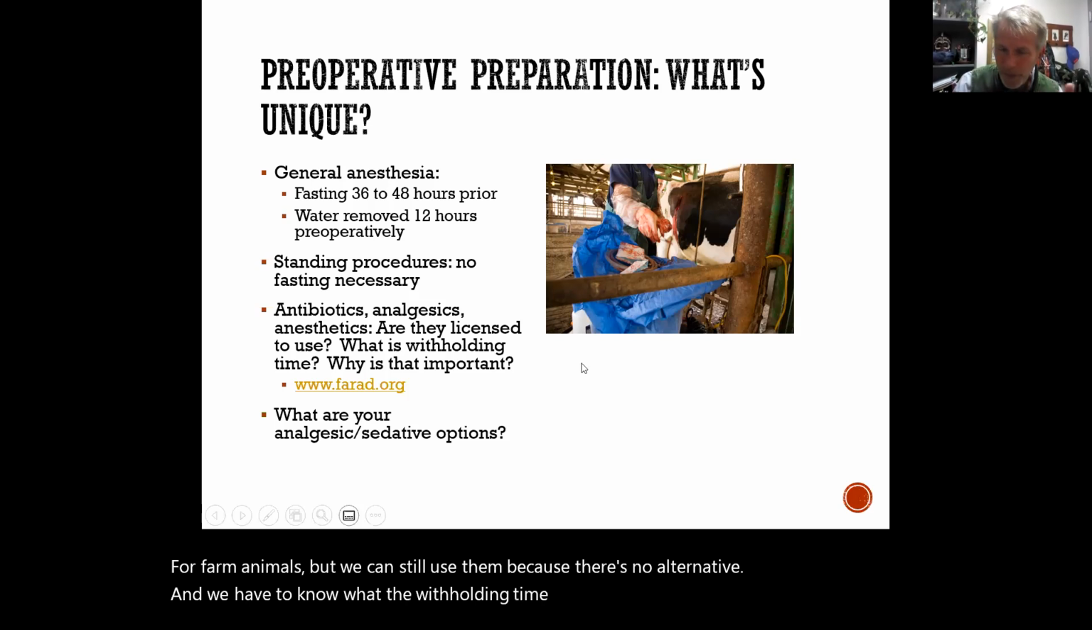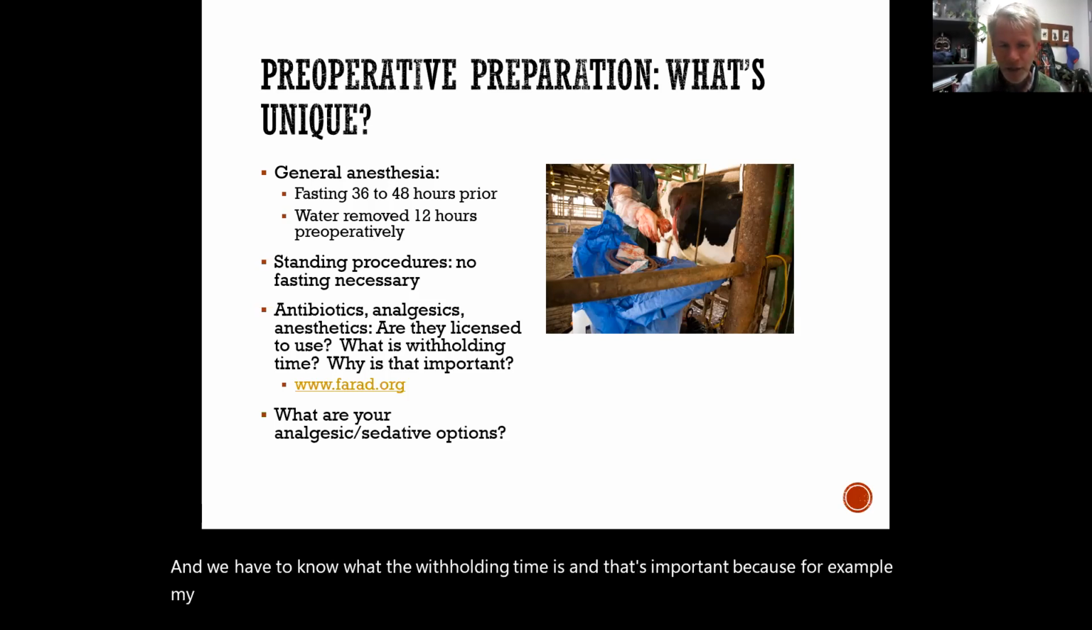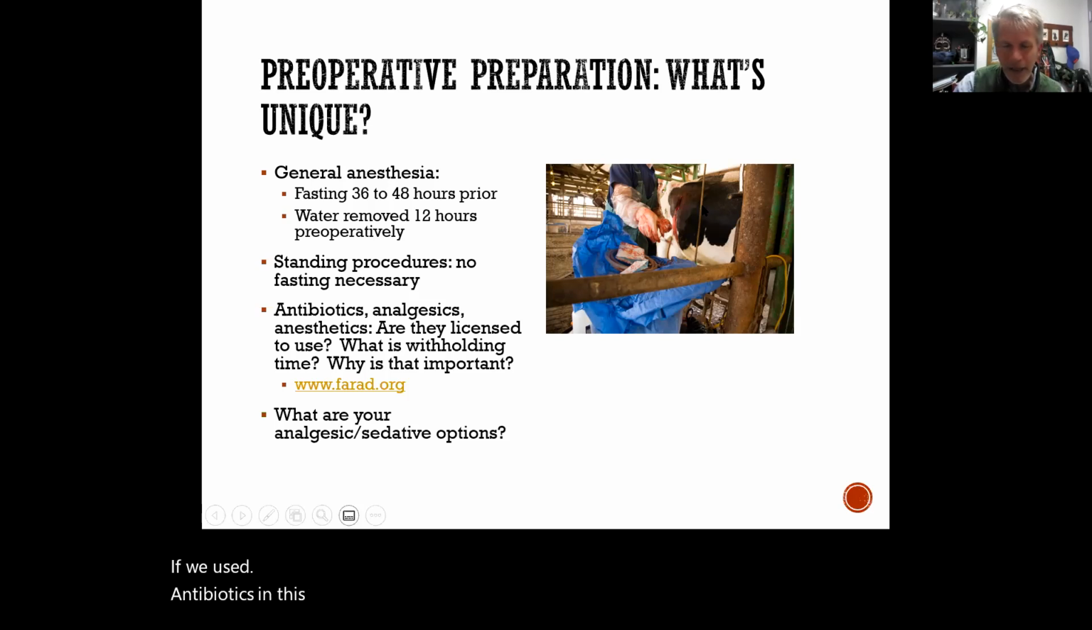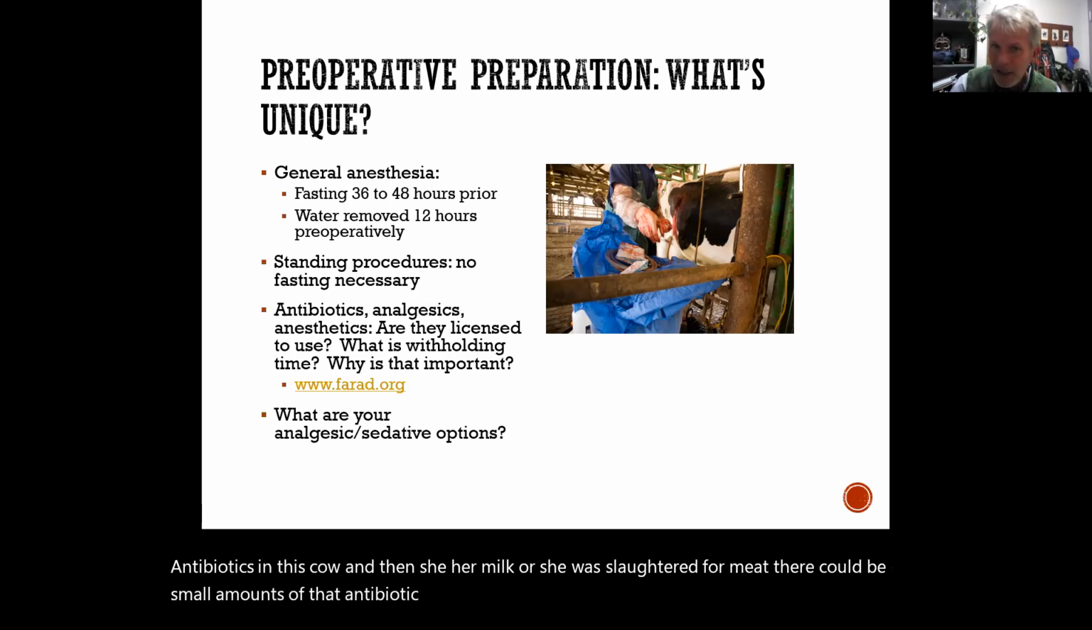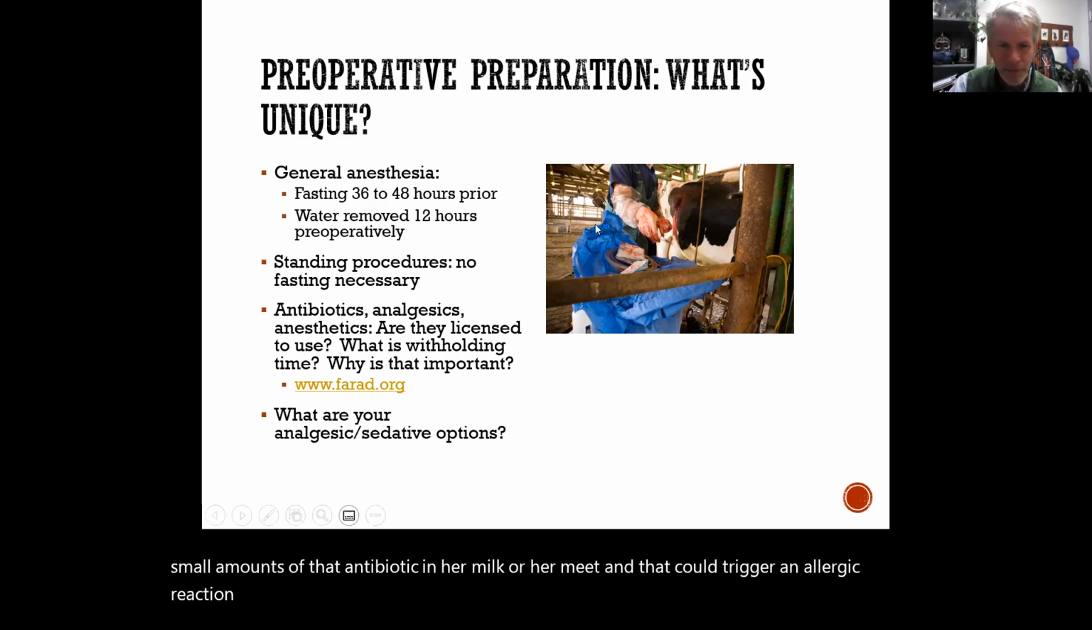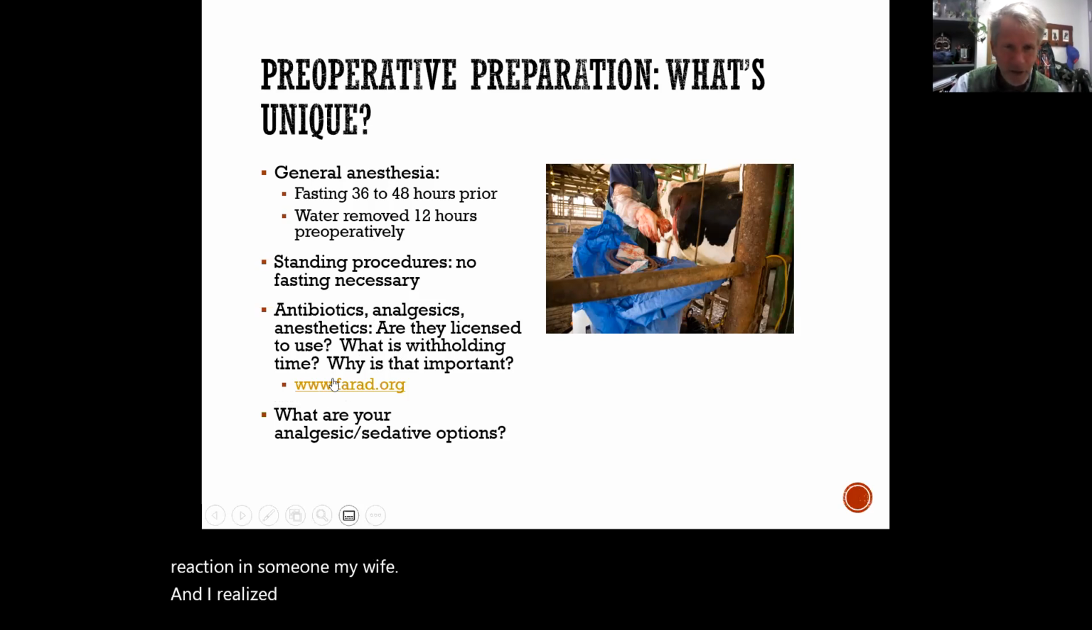And that's important because, for example, my wife is allergic to certain kinds of antibiotics. If we used antibiotics in this cow and then her milk or her meat, after slaughter, contained small amounts of that antibiotic, that could trigger an allergic reaction in someone like my wife. And I realize these subtitles are a little goofy.